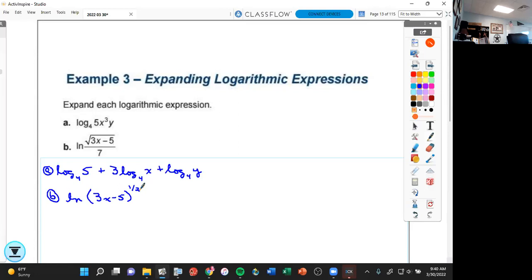Okay. What about the 7? Minus. Okay. Perfect. 3x times 1/2. Let me think about that for a second. One step at a time here. So I can move a power to the front, right? So now I've got 1/2 times the natural log of 3x minus 5.